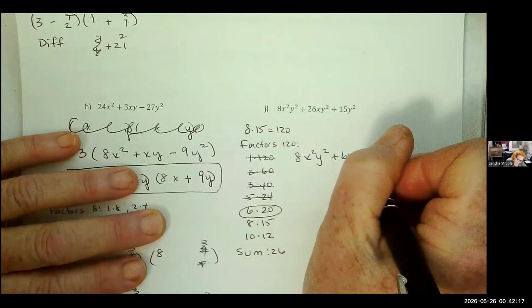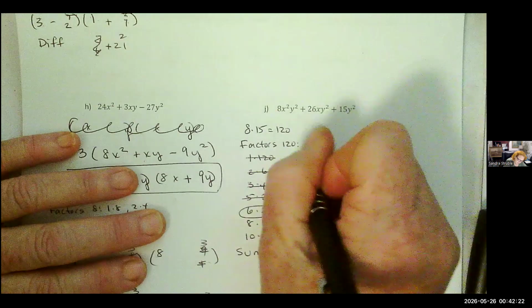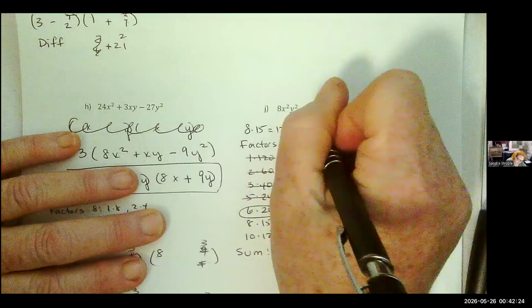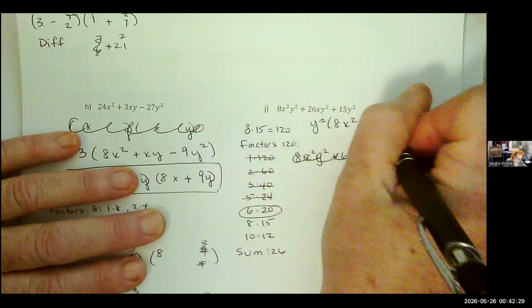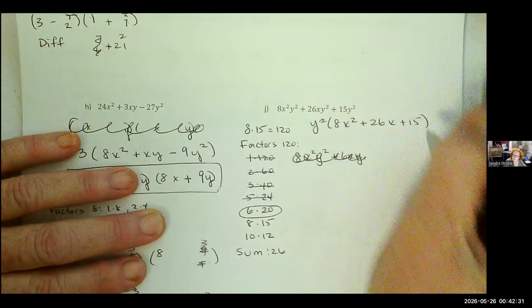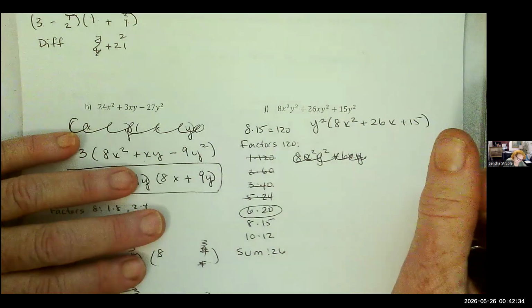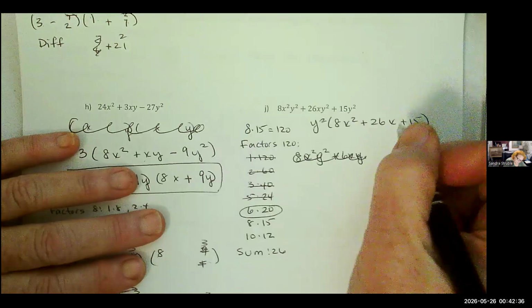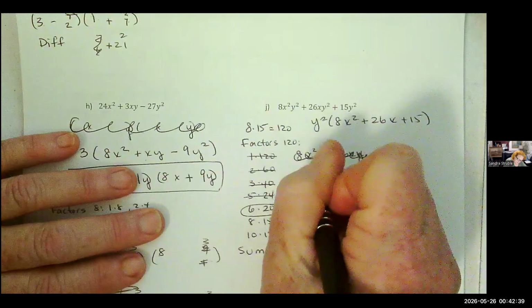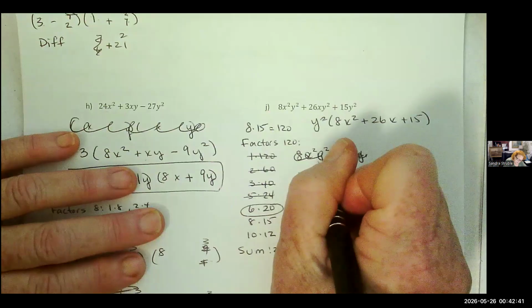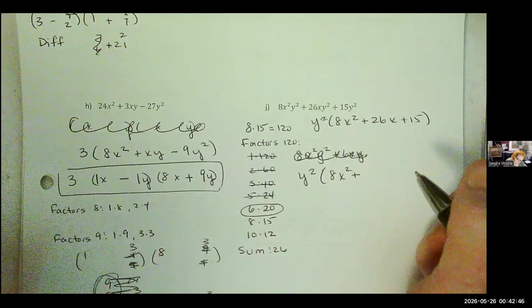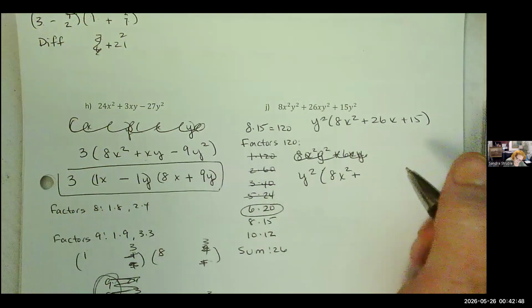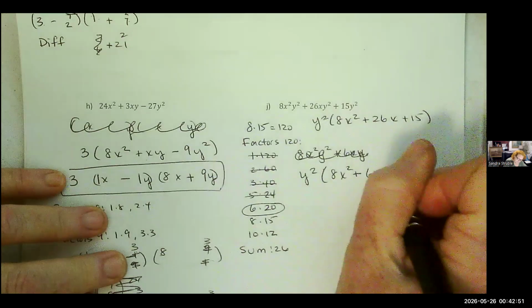I should factor out my y squared. I don't know why I didn't see that. Let's go ahead and do that. Y squared is going to leave you with 8x squared plus 26x plus 15. Huh. Didn't look the same earlier. All right. So now I can rewrite this. Y squared, and then it's 8x squared plus 6x plus 20x plus 15.